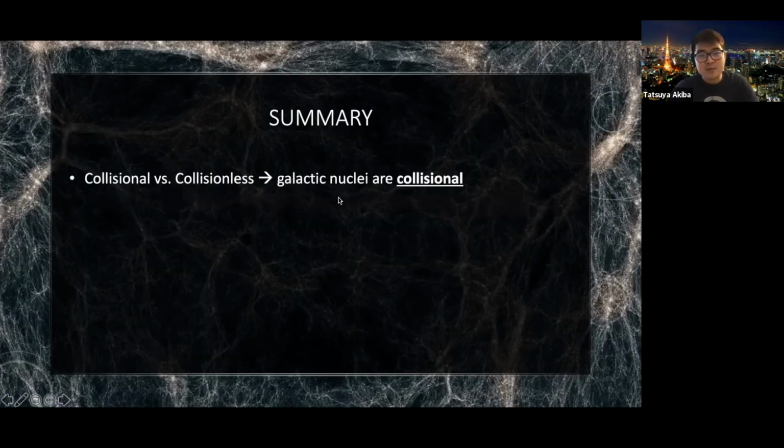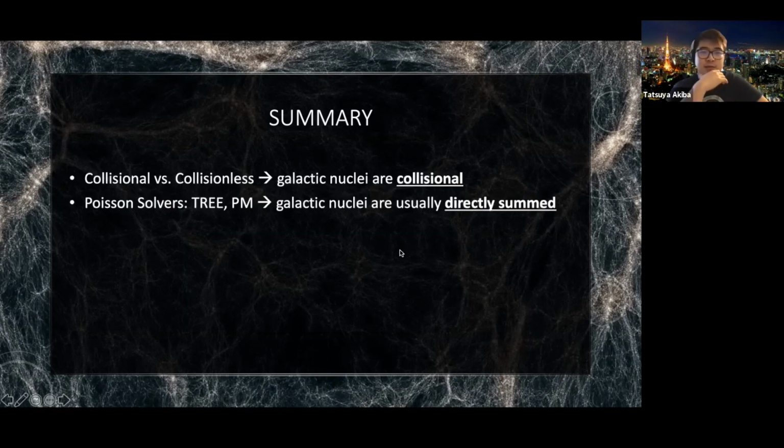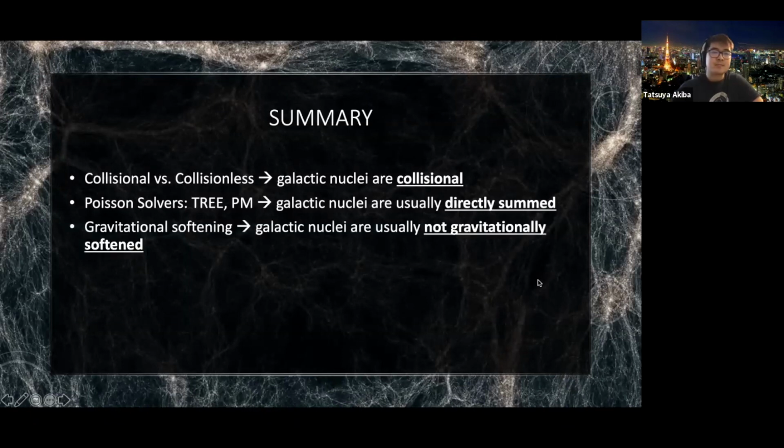All right, so in summary, we talked about collisional versus collisionless n-body simulations. In general, we said that galactic nuclei must be collisional because of the small length scales that are involved. We talked about Poisson solvers, the tree method and the particle mesh method as being the two common simplifications. But unfortunately for the galactic nuclei, we are unable to use those. We have to usually use direct summation. We talked about gravitational softening. Usually the Plummer potential is used. But for the galactic nuclei, once again, no gravitational softening can usually be used there.